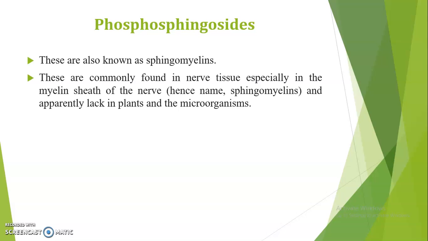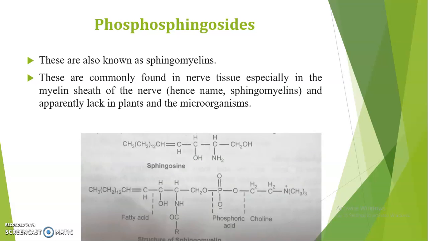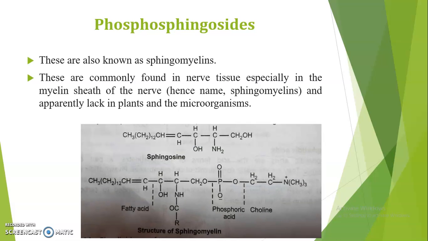The main difference from the earlier class, as you can see in this structure, is that instead of glycerol there is sphingosine. So here glycerol is replaced by sphingosine, which is an alcoholic functional group present in all the phosphosphingosides. Here you can see the structure of sphingosine, where there is a long chain. Here you can see the primary alcoholic group is present.